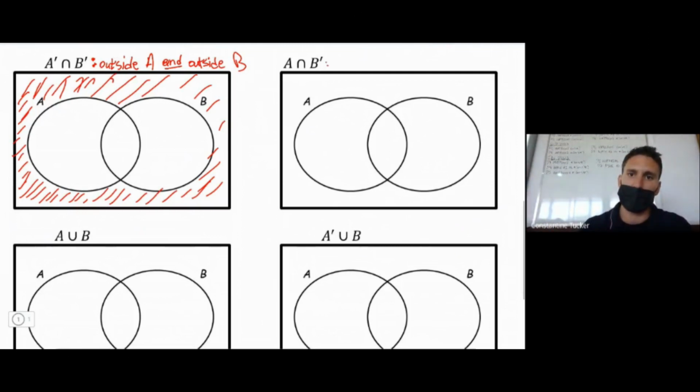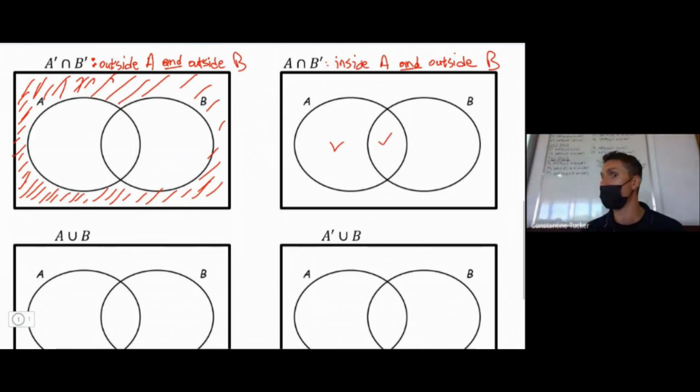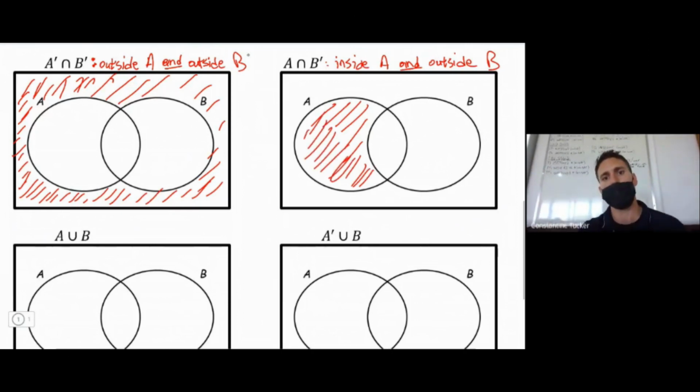Okay. Moving on to the next one. A intersection B dash. We translate this to... Excellent. At the same time. Inside A and outside B at the same time. Inside A means I'm going to be somewhere inside A, somewhere in here. But they said, and outside B. So we can't be in B. So it's only going to be the bit on the left, the bit of A on the left without the intersection. Exactly. So this is A intersection B dash. Let's move on to the next one.